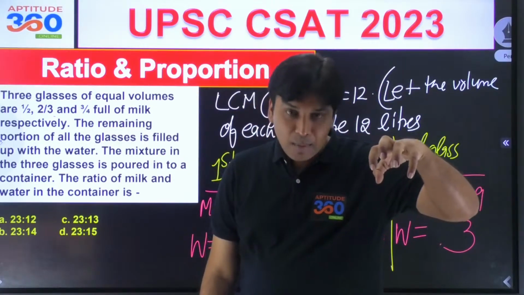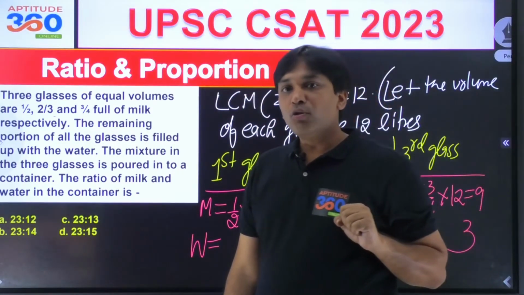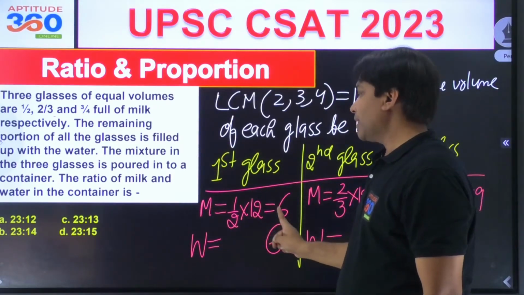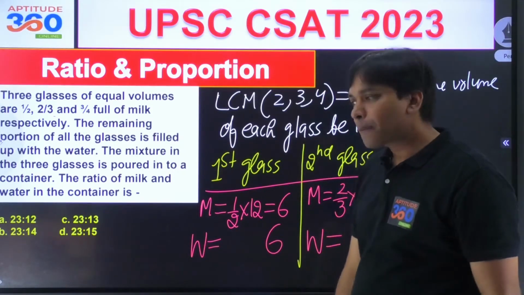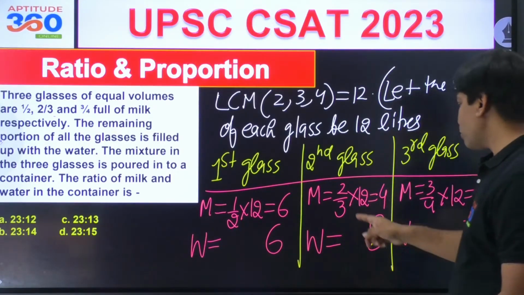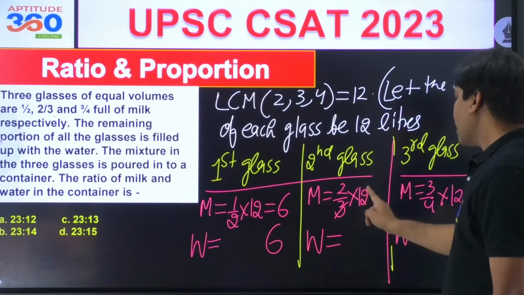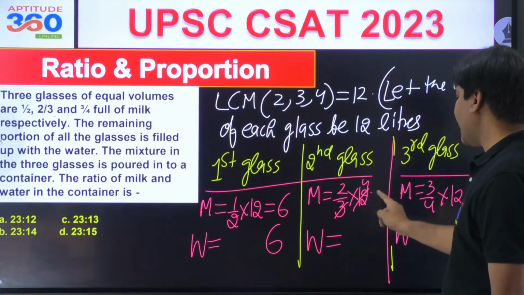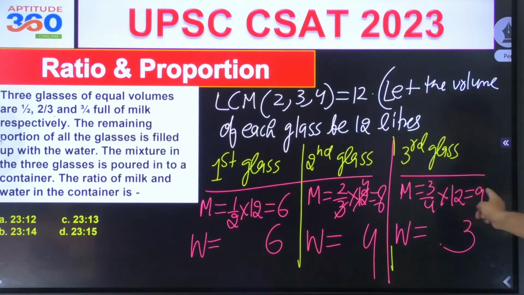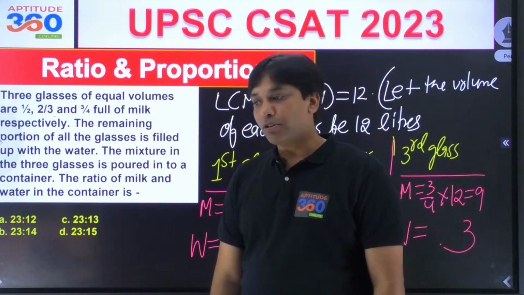I am saying take the volume of each of the three glasses as 12 liters. Now in the first glass half is milk, so the rest is going to be water, and in the second one 2/3 is going to be milk. Did I make, oh, this question is wrong. So this is 8 liters, and this is going to be 4 liters, and milk is 3/4, which is 9 liters and 3 liters. Yes Darshana, I got it right now.